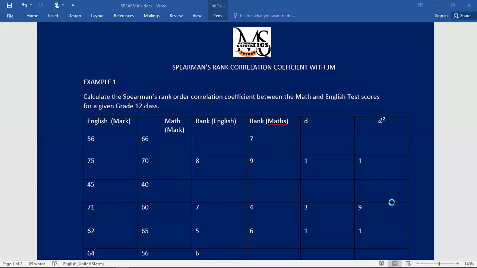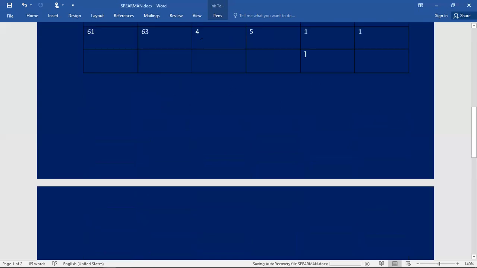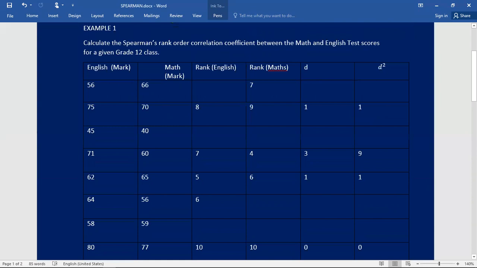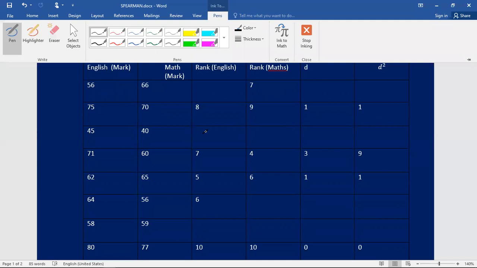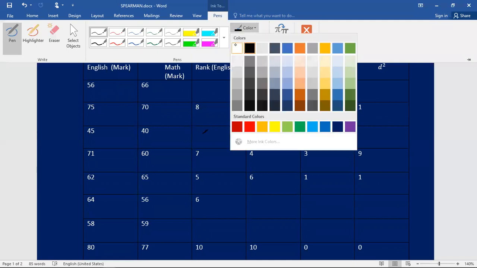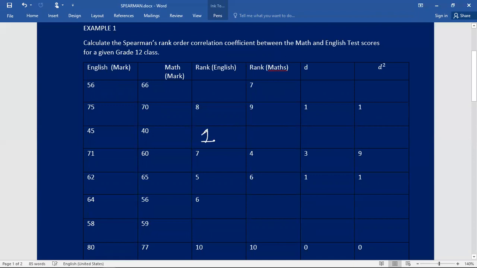So looking at the English results there, which one would come first? Which one is the lowest, so to say? If we see there is 56 there, 75, 45. So 45 is likely to be the one. We have 71, 62, 56, 64, 58, 80. So meaning that 45 is the first one. So on the rank, we are going to put 1 there under English.